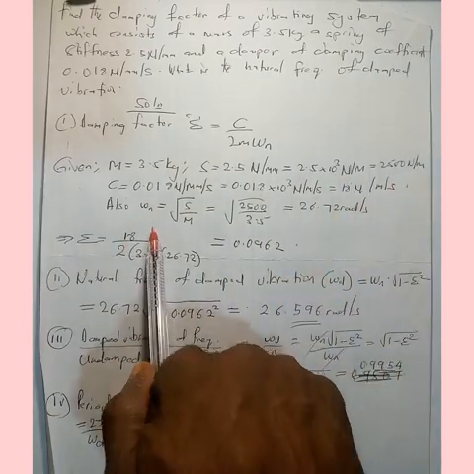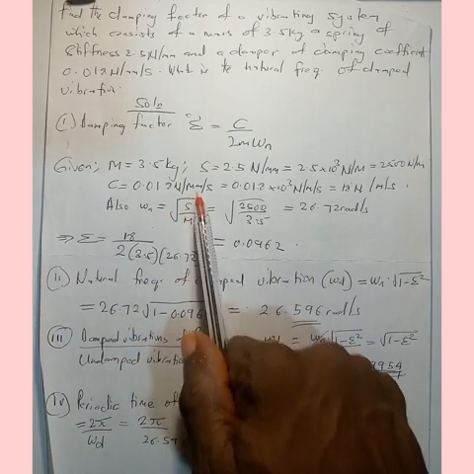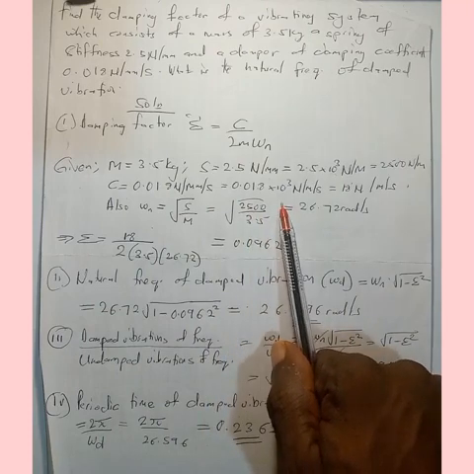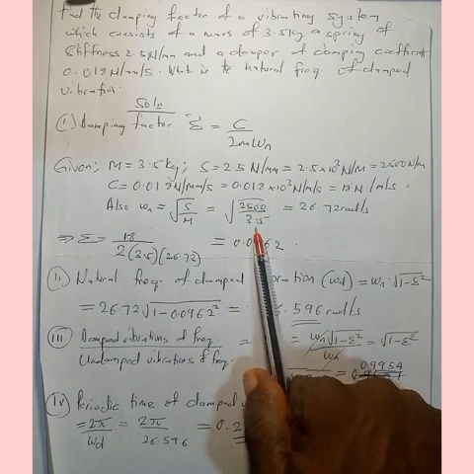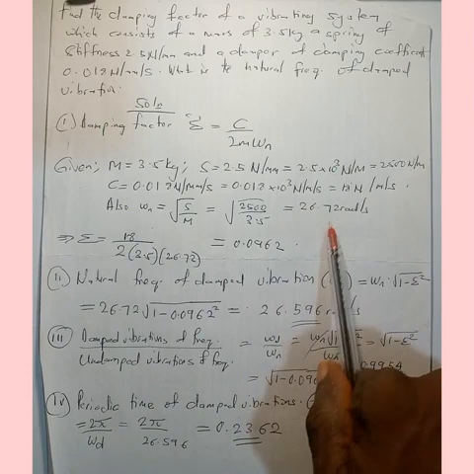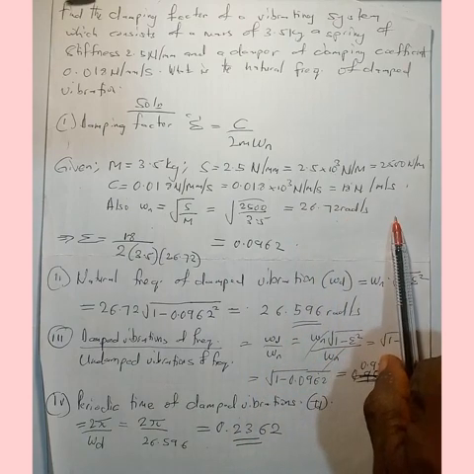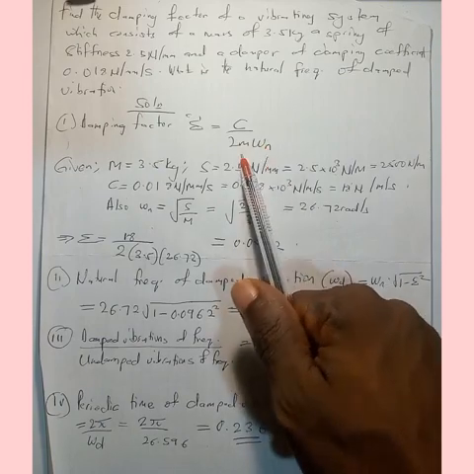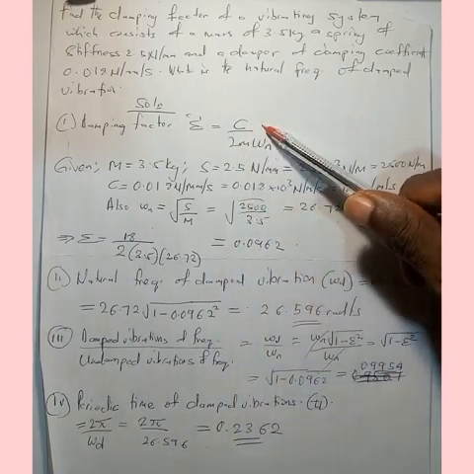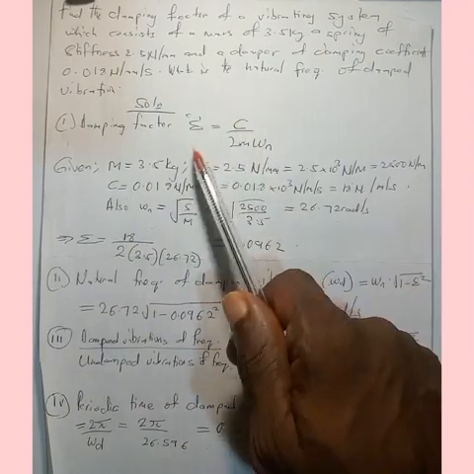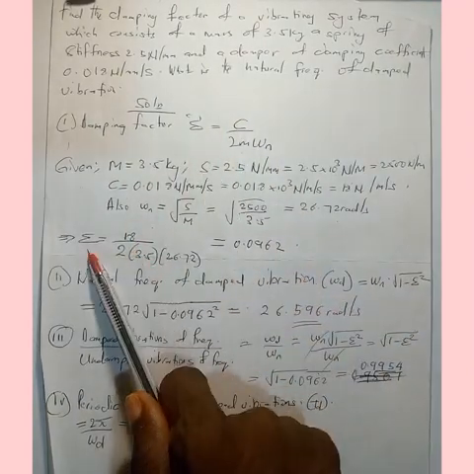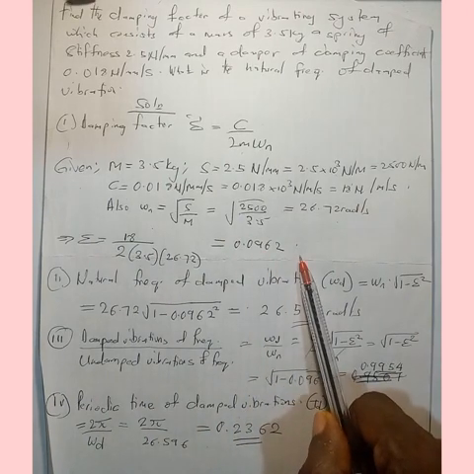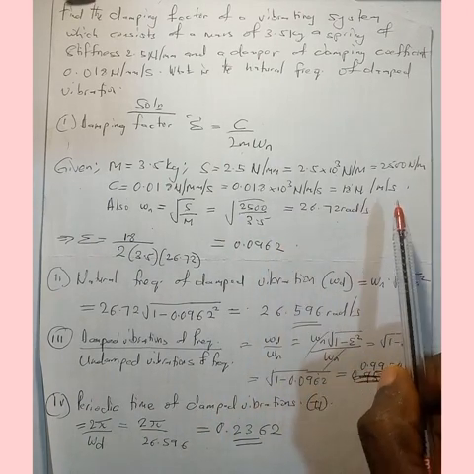Now, our natural frequency is square root of S over M, where S is the stiffness, and stiffness is 2,500, all over mass 3.5, and so the natural frequency is 26.72 rad per second. Okay, so now we have the natural frequency omega n. We know the mass, we also know C. So now substitute into the formula, and then by that we are going to have a damping factor, which is 0.0962.